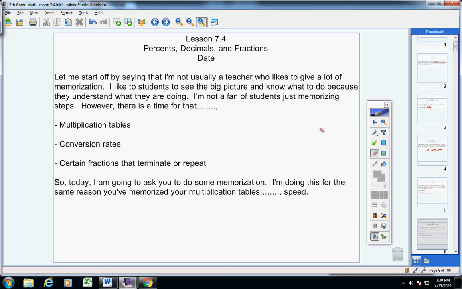And today I'm going to ask you to do some memorization. I'm going to do this for the same reason you memorized your multiplication tables, speed, okay? I want you to learn how to convert percents and decimals and fractions back and forth quickly. And so I'm going to ask you to memorize some methods that will enable you to do that, okay? So I hope that you're ready to do that, and here we go.